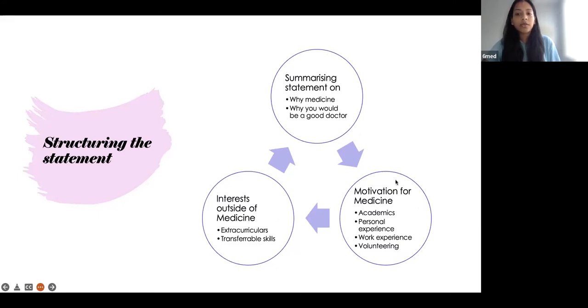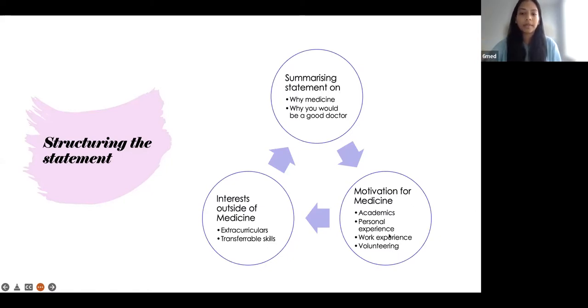Then you would move on to what made you interested in medicine in the beginning. Was it a certain biology topic that you learned, or a personal experience you had as a child, or a family member who had an experience within healthcare that made you interested in medicine? What was it that got you interested? So that covers academics and personal experience. Then after that, what sort of work experience have you done? Did you do online work experience, GP experience, hospital experience, or volunteering? Or did you just have non-medical part-time work, but you were able to use those transferable skills for medicine?